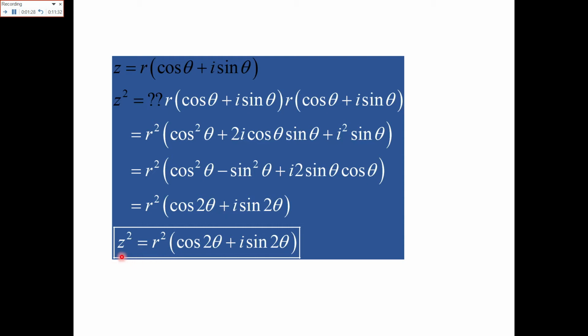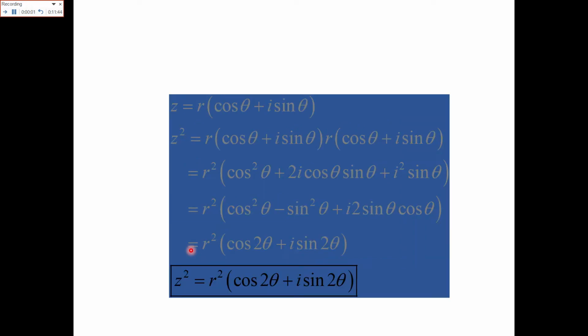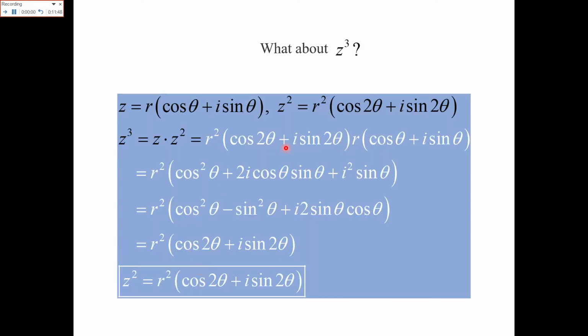From this derivation, we have basically proven De Moivre's theorem. When z is raised to any power, the power comes directly with the modulus, and this power is multiplied with the angle inside the brackets. This is again the same. Now, what about z cube?